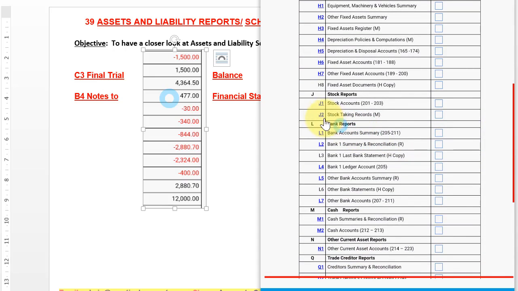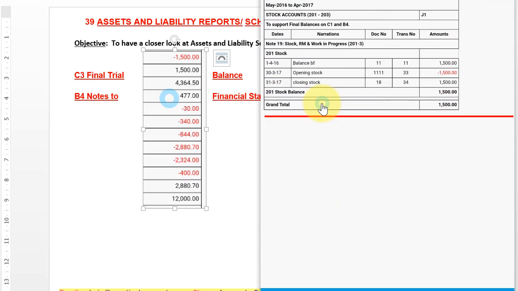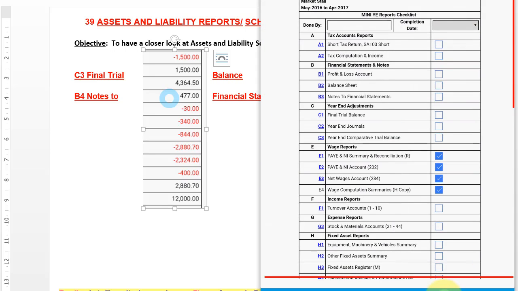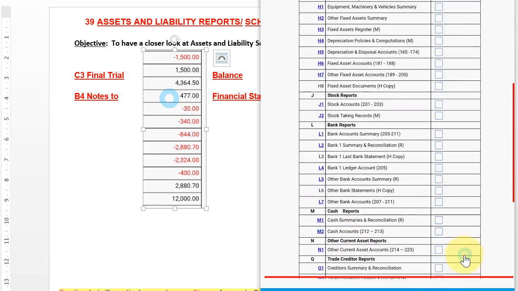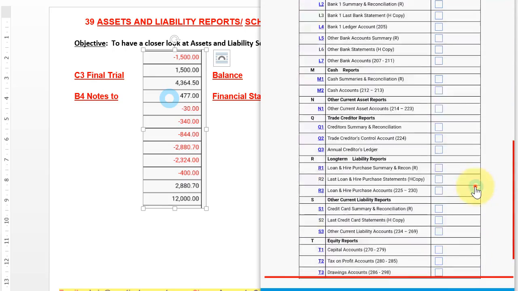Now let's look at the stock accounts quickly. There should be 1500 there. That 1500, yes, let's see. Yes, that 1500 is coming from the stock account. Okay, let's go back. So that's a detailed report for stock as far as the accounts are concerned.